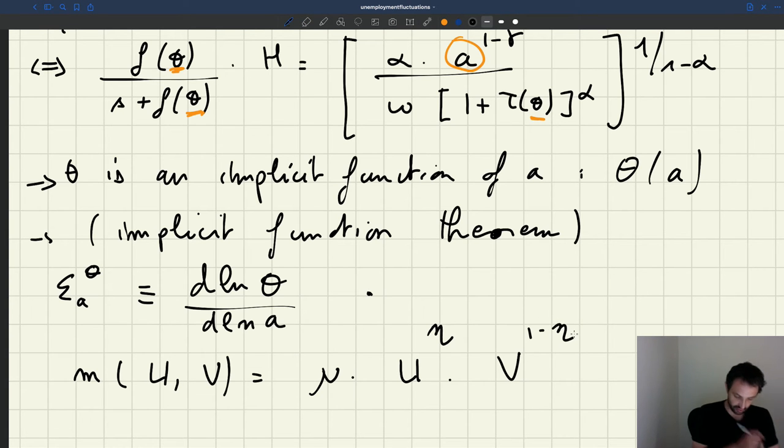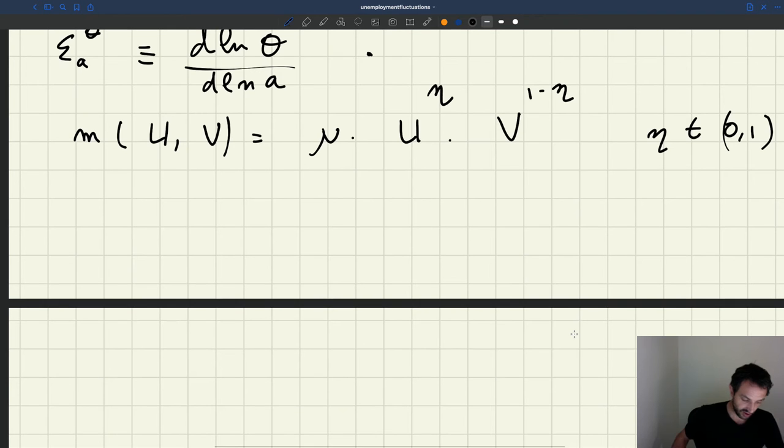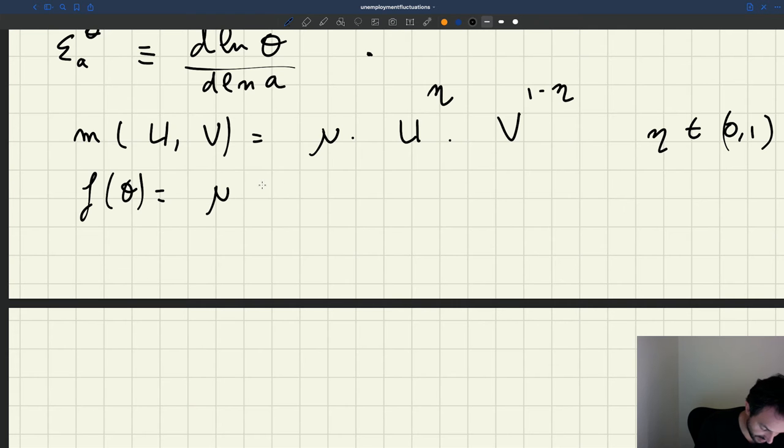Okay, so Cobb-Douglas matching function. I'm going to assume that. So under such a function, what we've seen is that f of theta is just going to be equal to mu theta^(1 minus eta). So that's pretty simple. And q of theta is going to be mu theta^(minus eta).